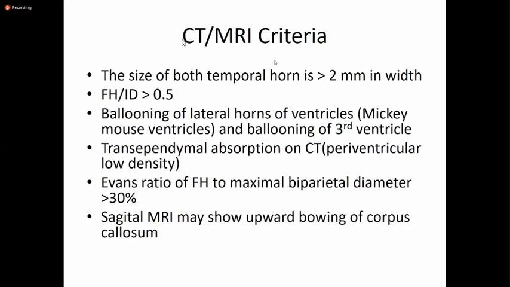Okay, so the size of both temporal horns is greater than 2 millimeter in width.